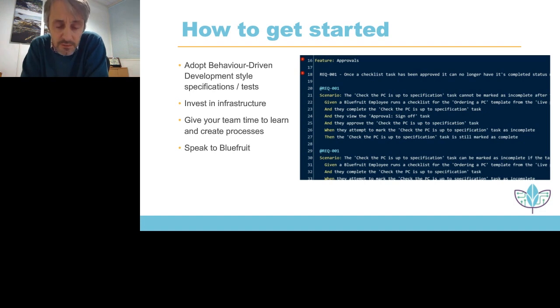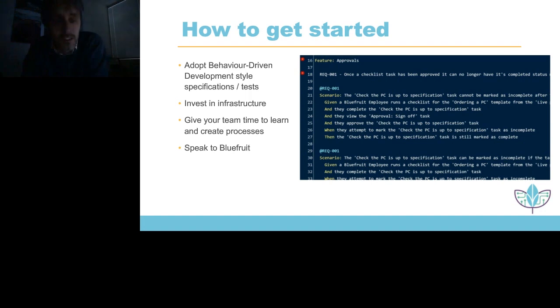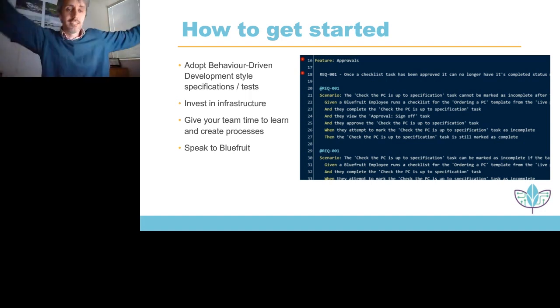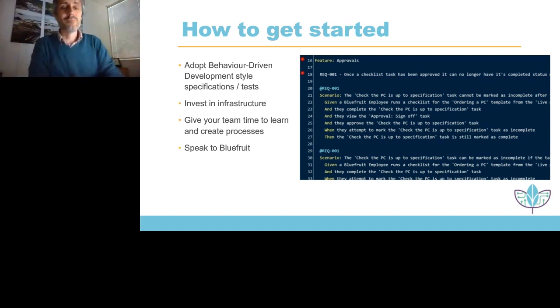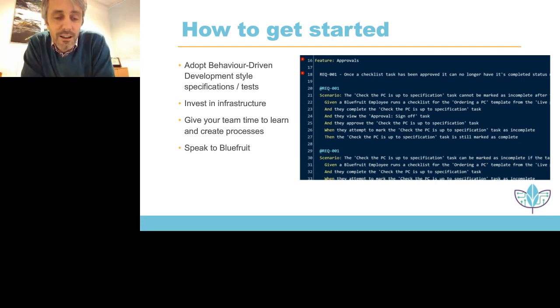And then you need to invest in infrastructure, build servers, etc. Give your team time to learn and create new processes around this stuff, and give them time to automate. And of course, if you're missing capabilities or just simply capacity, then Bluefruit are here to help.